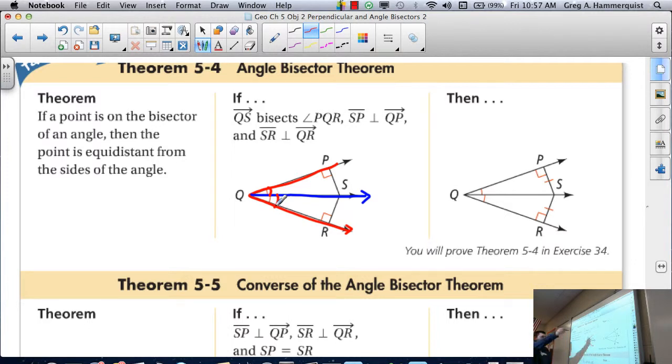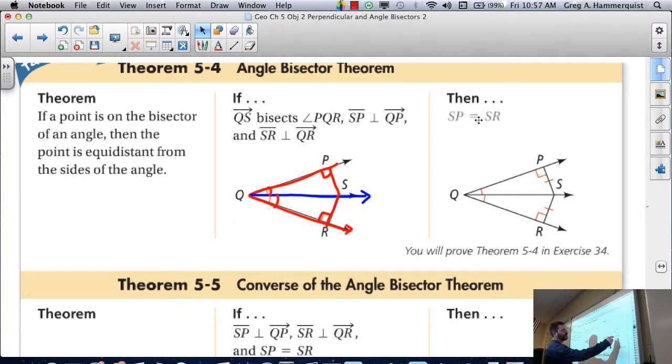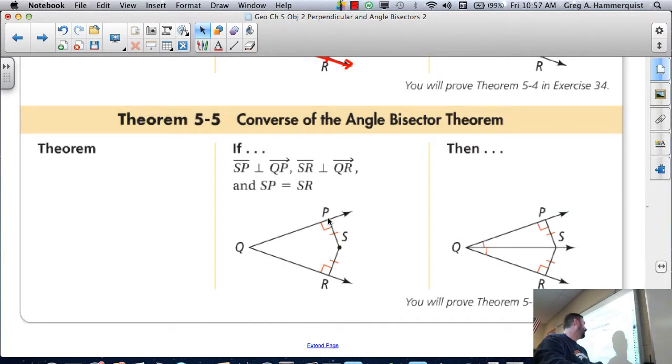Then what it tells us, if that's true, then the distance from S to QP, or excuse me, SP and QP are perpendicular, and SR and QR are perpendicular. If that's all true, then we know that SP and SR are equal in length. The distance or length from S to P and from S to R have to be the same. Those are equidistant. So there we go. If you've got an angle bisector, then a point that's on that angle bisector is equidistant to the two sides of that angle.